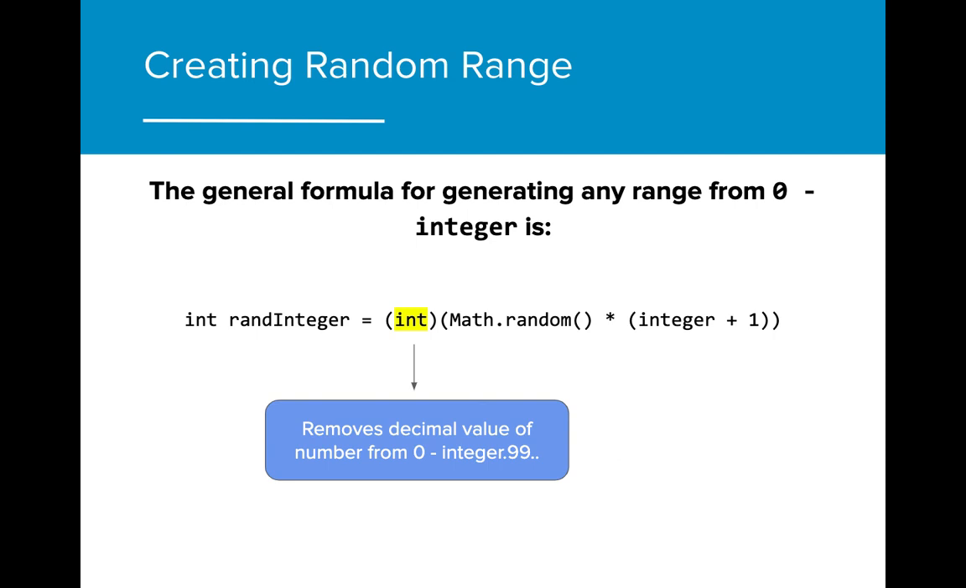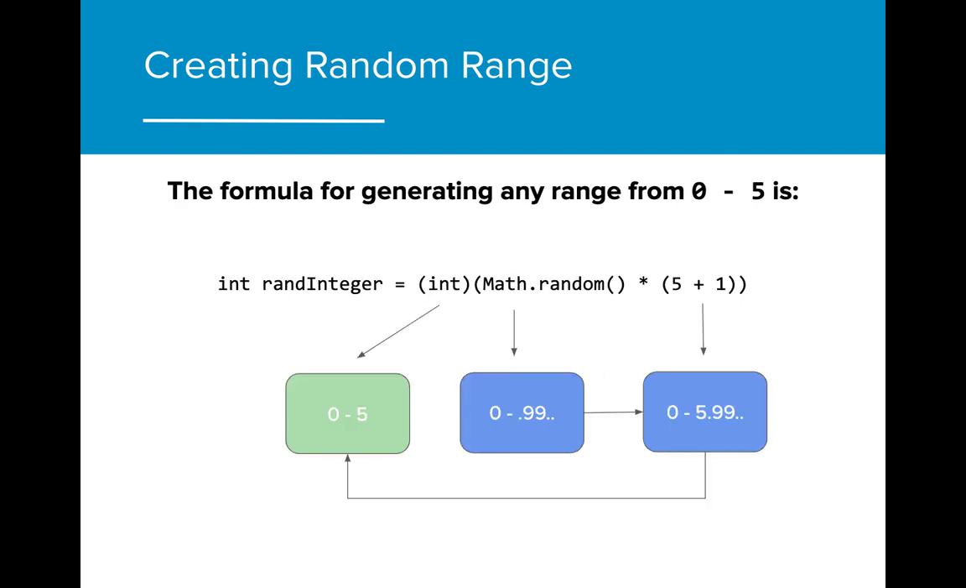Finally, the int cast turns the number into a whole number that can be used. For example, if we wanted a random number between 0 and 5, we would plug 5 into the integer variable slot and write the expression as such. When Math.random is called, it creates a value between 0 and 0.99 repeating. That is then multiplied by 6, which creates a value between 0 and 5.99 repeating. That number is then cast to an int, leaving a random number from 0 to 5.